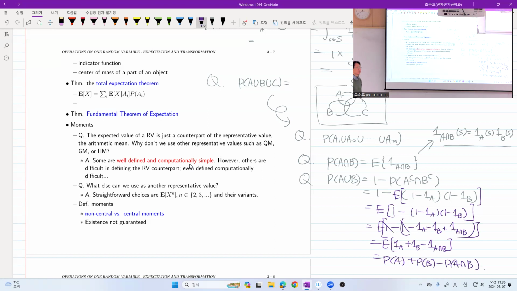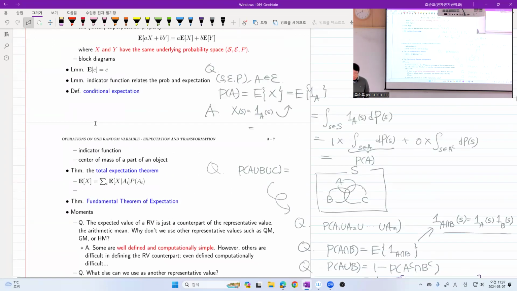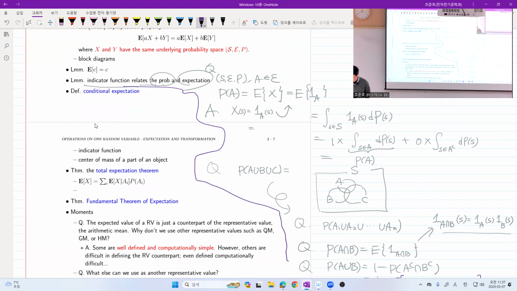Amazing, right? So now you can do the generalization for this kind of thing. And I will just let you think about that after this class meeting. Anyway, so even though I just put a single line saying that, okay, the indicator function relates probability and expectation, actually you have a lot to discuss.